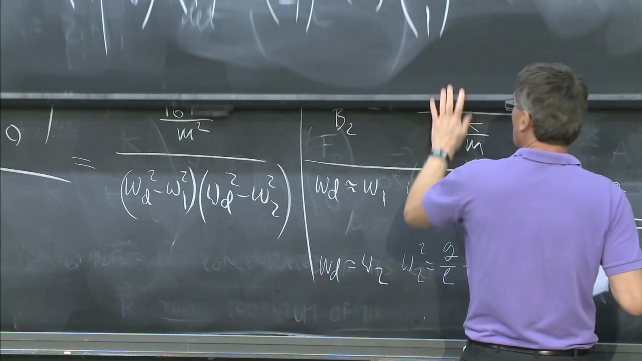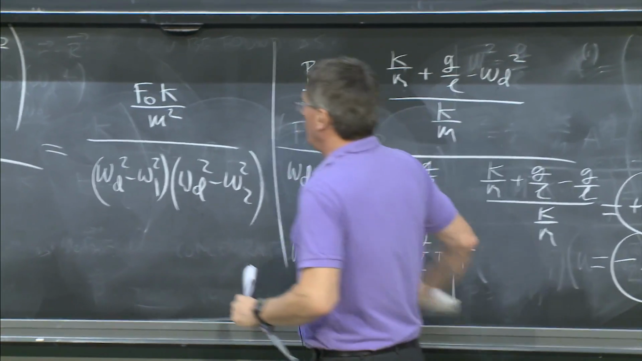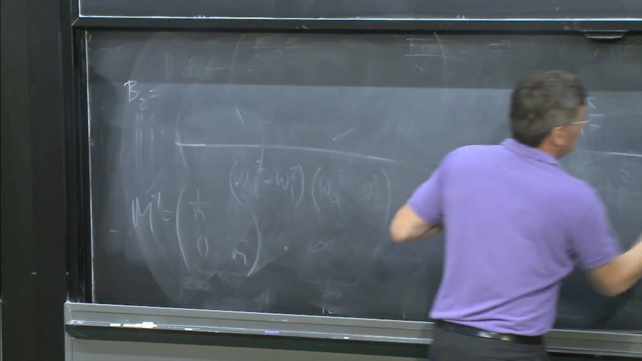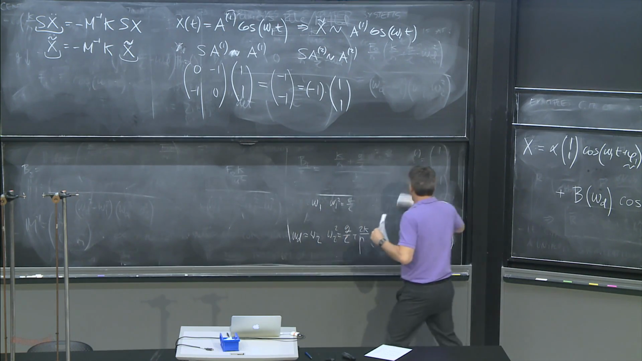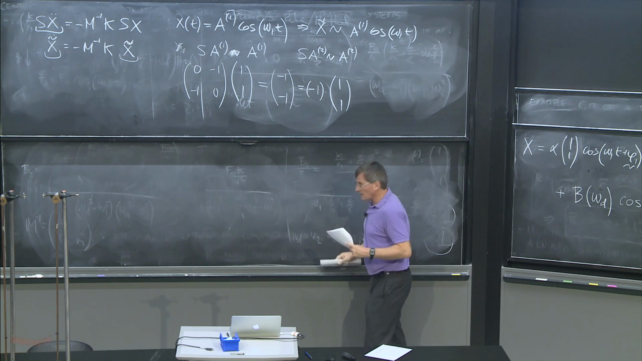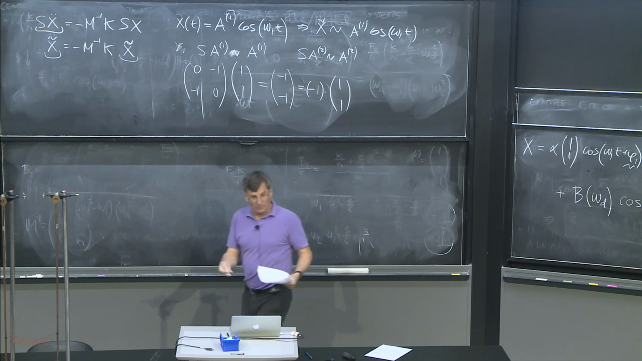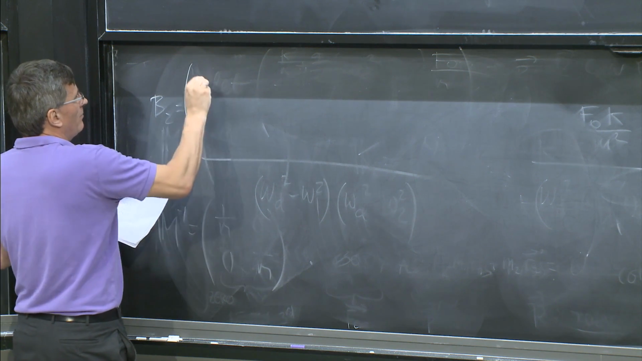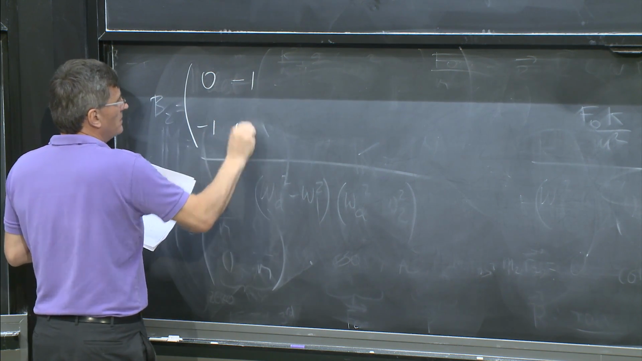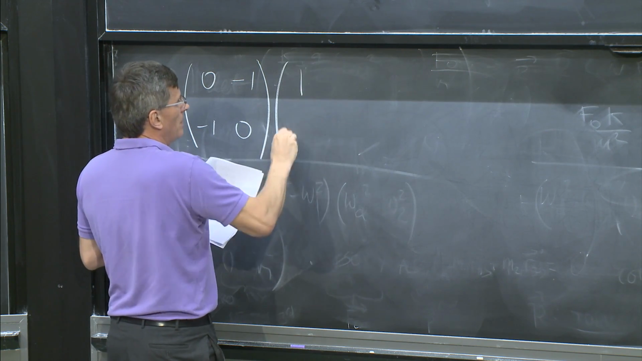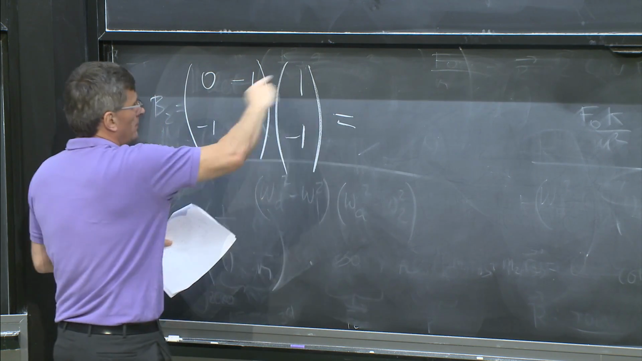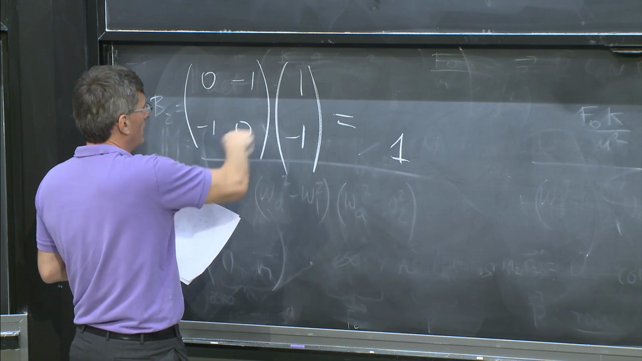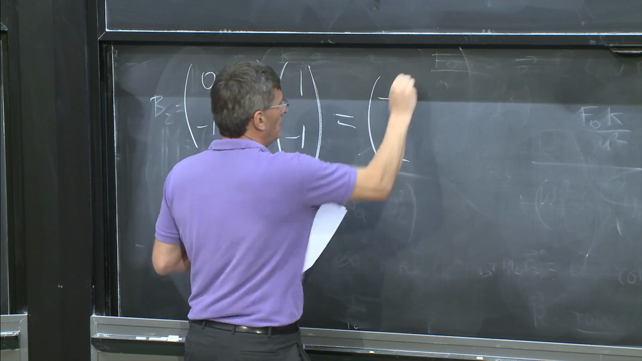Okay? And similarly, if you do the same thing with matrix S, you see the simple symmetry matrix consisting of zeros and minus ones has something to do with our solutions, which is kind of amazing. So if I have 0, minus 1, minus 1, 0, and I multiply by 1, minus 1, I get 1 here, I get minus 1 here.